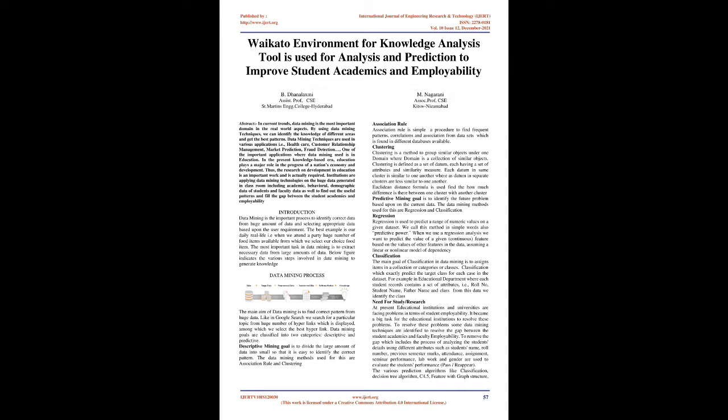Classification. The main goal of classification in data mining is to assign items in a collection to categories or classes. Classification exactly predicts the target class for each case in the data set. For example, in an educational department, each student record contains a set of attributes, i.e., roll number, student name, father name, and class. From this data we identify the class.